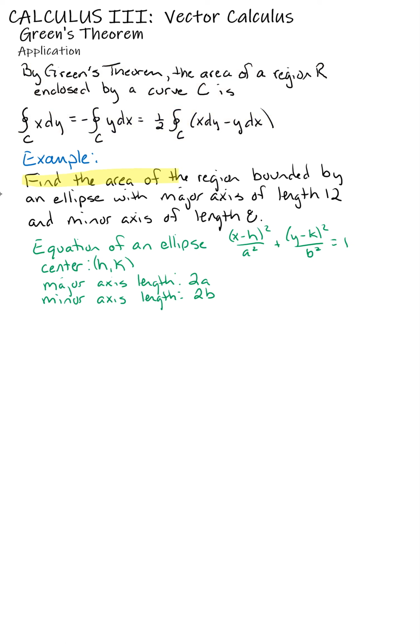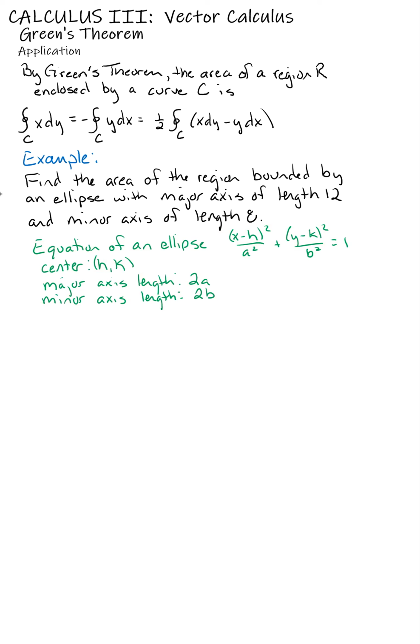We want to find the area of the region bounded by an ellipse with major axis of length 12 and minor axis of length 8. Now, I want to remind you the equation of an ellipse looks something like (x minus h) squared over a squared plus (y minus k) squared over b squared equals 1, where the center is (h, k), the major axis has a length of 2a, and the minor axis has a length of 2b.